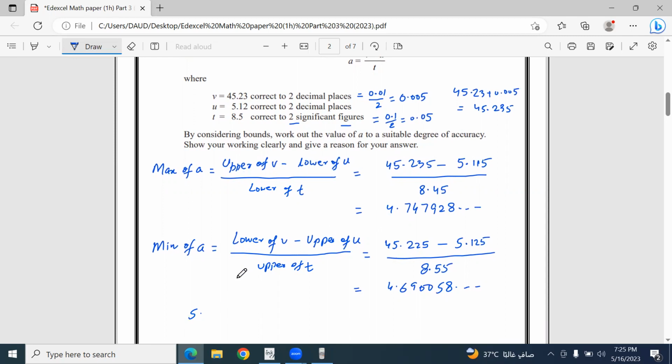That is, if you check carefully, the suitable value of a is 4.7. That is the suitable value which comes exactly between maximum and minimum. If you round off the minimum value, you will get exactly 4.7. If you round off the maximum value, you will get exactly 4.7. So this is the suitable value of a. I hope you get it.